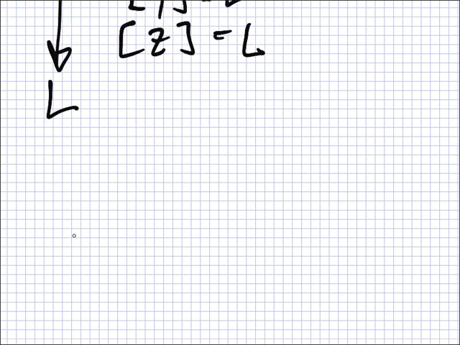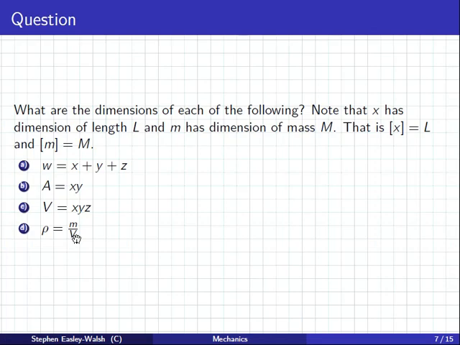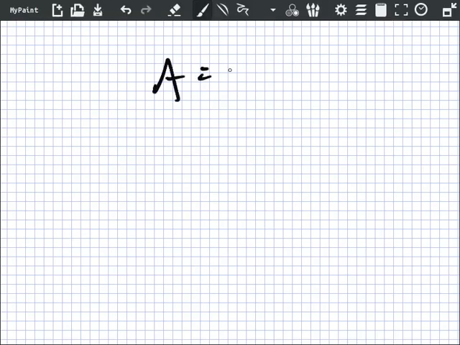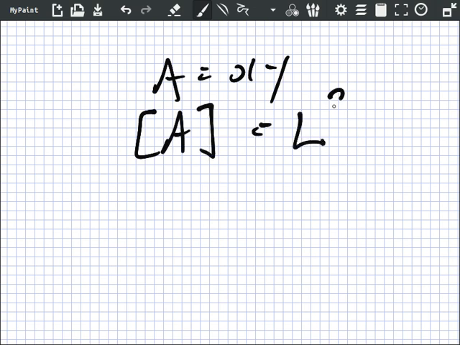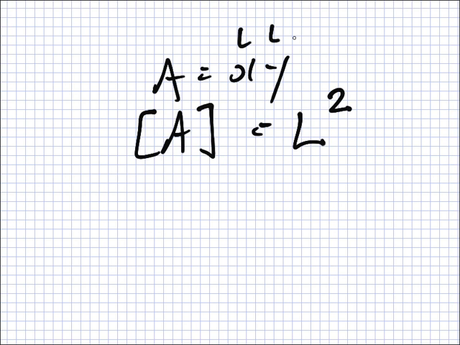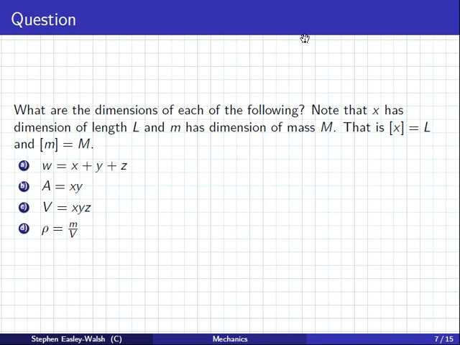Fine, okay, good. The next one? What's the dimension? Length squared, yeah. A equals xy, so the dimension of A is length squared. Because this is a length and this is a length. Okay. The next one, what's the third one? It's called length cubed, yeah. Dimension of V is length cubed.